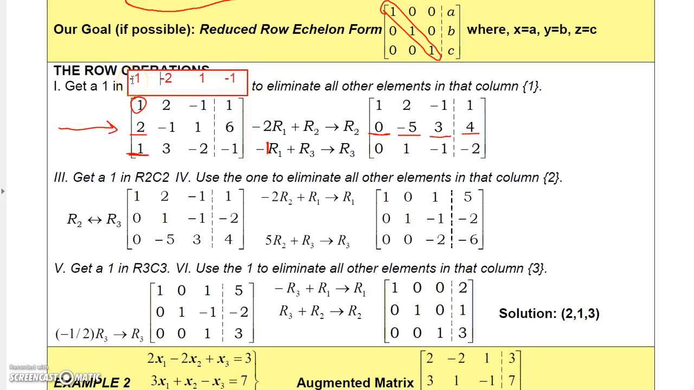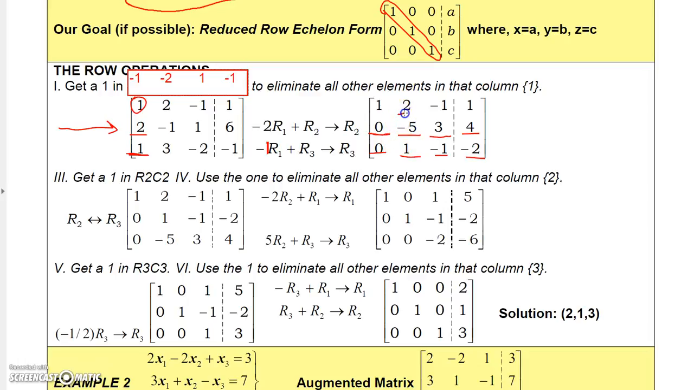And then if I add them to row 3, negative 1 plus 1 gives me a 0 here. So I have a 0 there. And then negative 2 plus 3 gives me a 1 here. And then 1 plus negative 2 gives me a negative 1 here. And then negative 1 plus negative 1 gives me a negative 2 here.